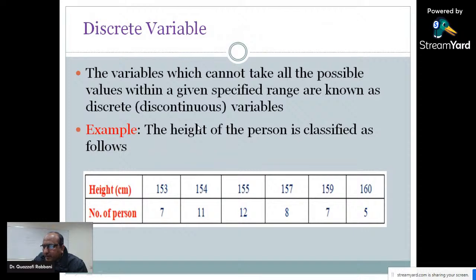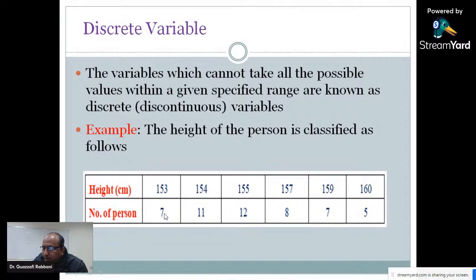Now the discrete variable. The height of persons is classified as follows. Here the height is given in individual values, 153 centimeter. It is the individual height. 154, it is the individual value. So this is the discrete. If the height is given in a range, then this becomes continuous. But in this case, height is given in individual values 153, 154, discrete values. So this is the discrete case.